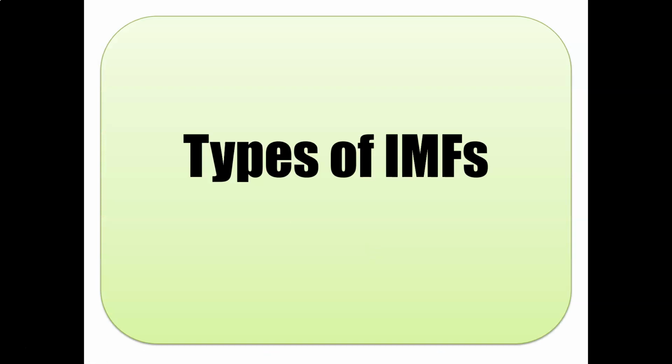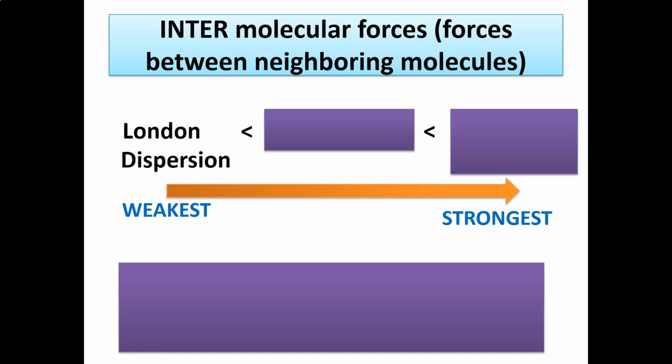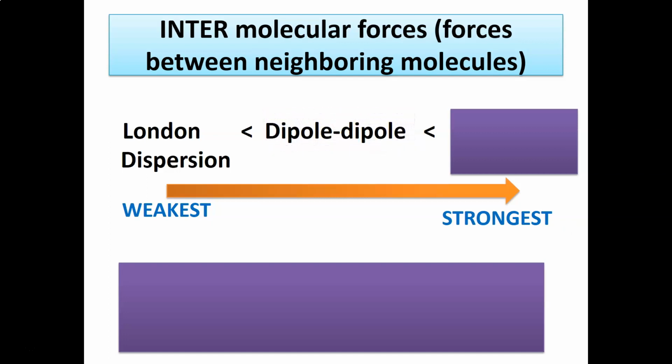There are lots of different types. We're going to look at the main ones. We're going to rank them from weakest to strongest, and then we'll learn about each type. So the weakest intermolecular force that we're going to have is called London dispersion force. Then comes something called dipole-dipole. It is a little silly that we say it twice, but that is the real name.